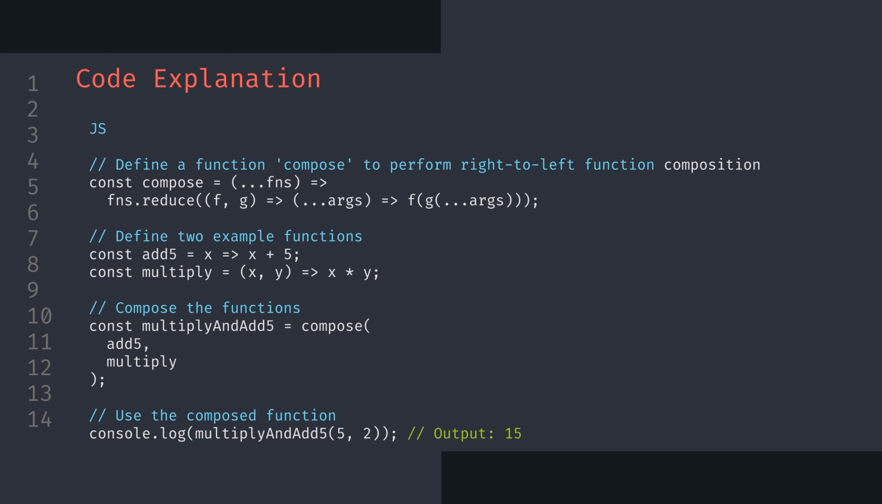The compose function uses reduce to iterate over an array of functions, creating a new function that applies them in reverse order. For example, when multiply and add 5 is called, it first computes the product of two numbers and then adds 5 to the result.